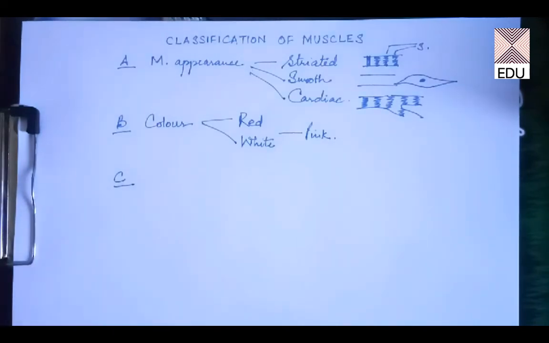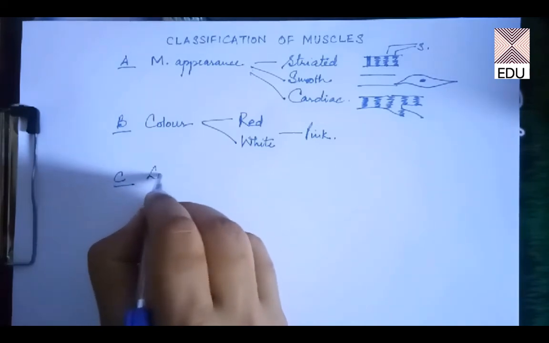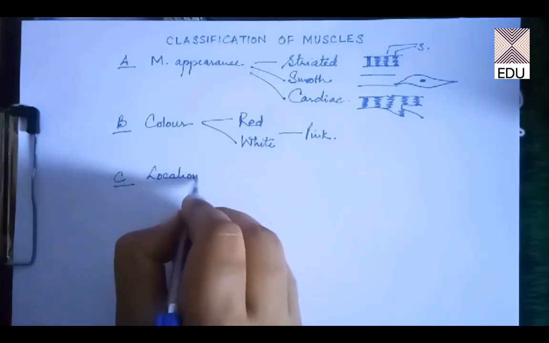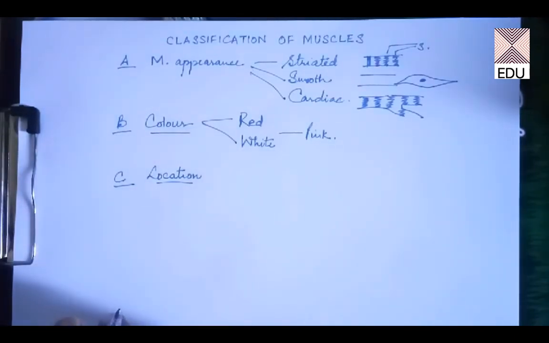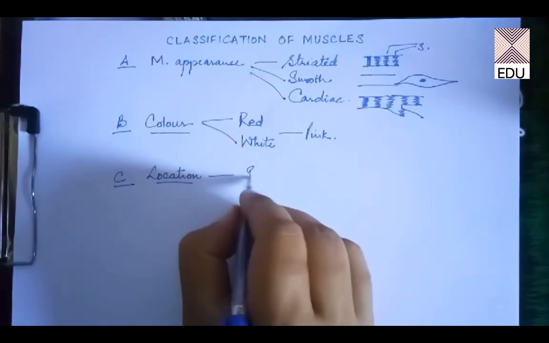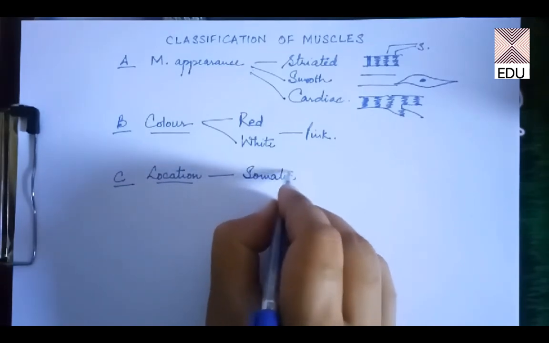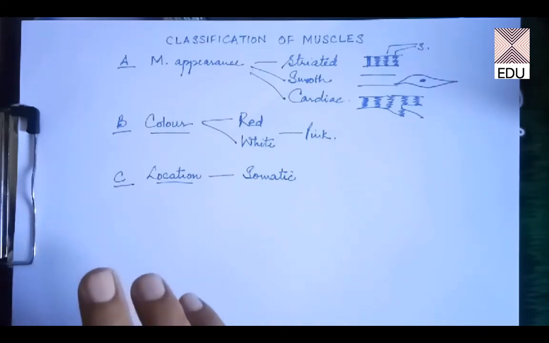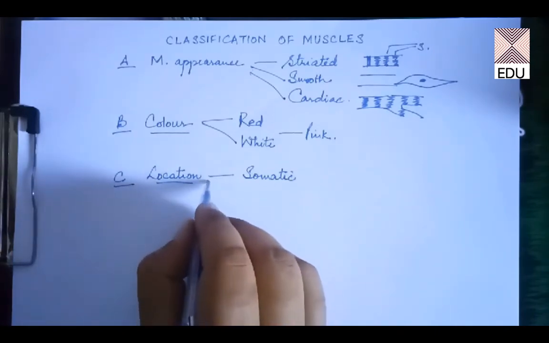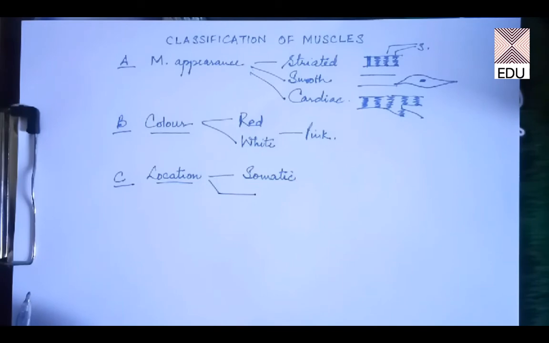Now the third criterion will be on the basis of location of the muscle. Where are the muscles located in the body? On that basis we can also classify the muscles. The first type is somatic muscles. These are the muscles which help to move the bones and cartilages. These are basically the skeletal muscles which are moving the bones of the body.